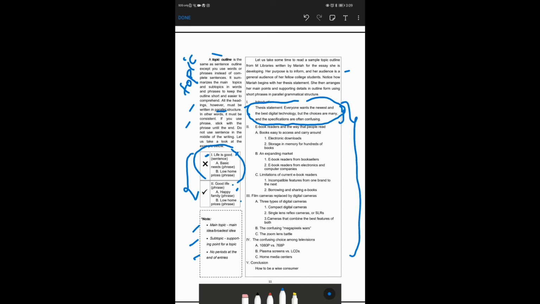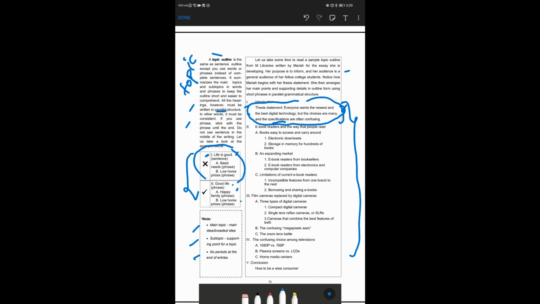Pero hirap na hirap daw mamili kasi sobrang dami ng choices. Tapos yung specifications, okay? Sabihin yung mga features ng mga gadgets na yon are usually daw confusing, nakakalito. Parang ikaw, pag bibili ka ng cellphone, di ba? When you're looking for a phone, of course, you consider your budget, but at the same time, you look for the specifications of the phone. Ano ba yung mga features ng phone na yon? Yung camera, yung memory, yung speed for gaming, yung mga ganon.